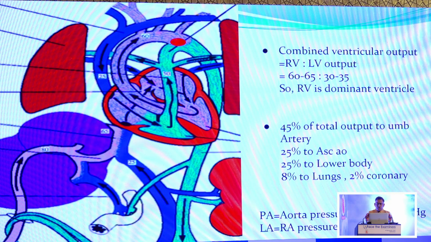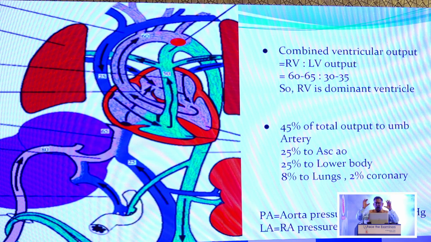Second thing that is important is that 45% of the total output is going into the umbilical artery for oxygenation. Upper part of the body receives 25%, lower part receives 25%. So they are surviving only on this, and the major portion is going for the oxygenation. That is the second aspect. And third and more important, pulmonary artery pressure is the same as the aorta pressure.